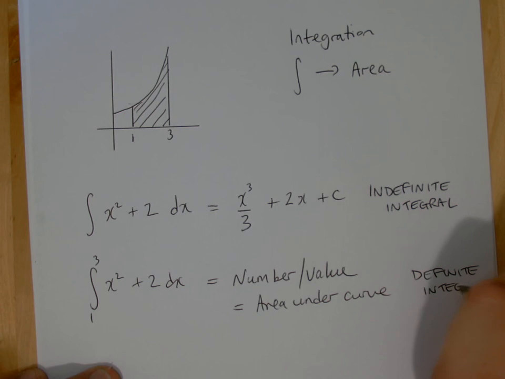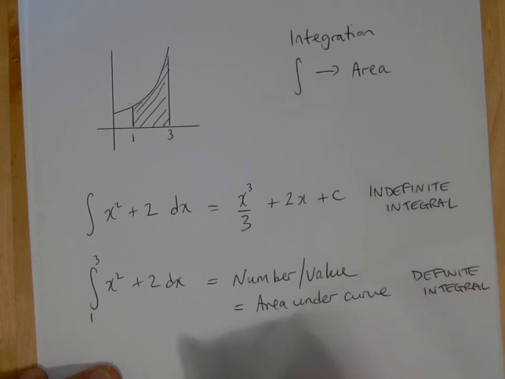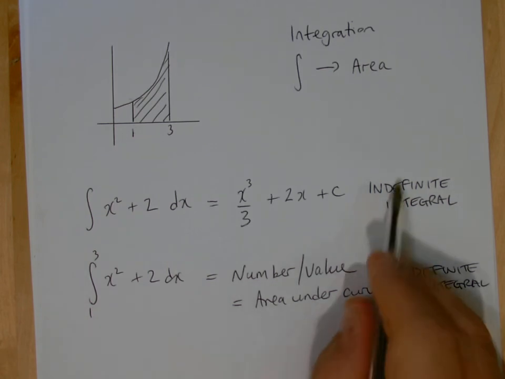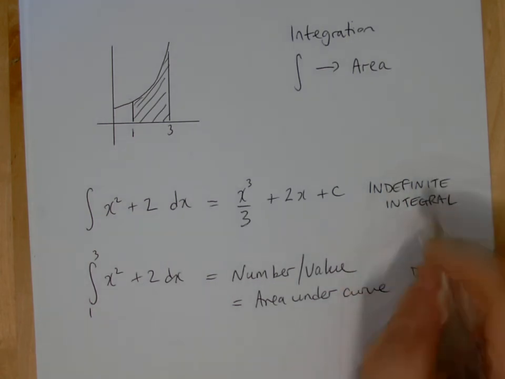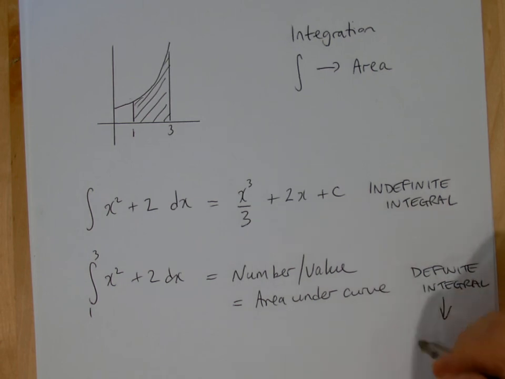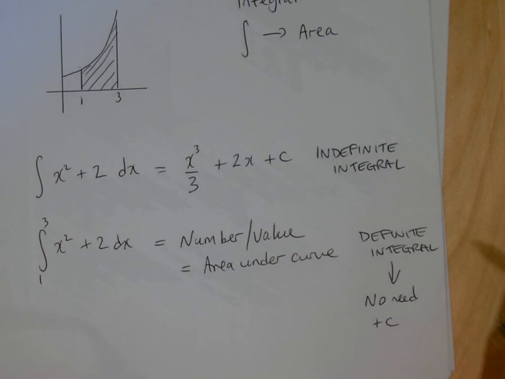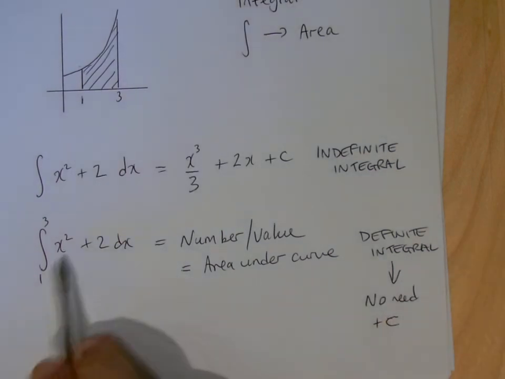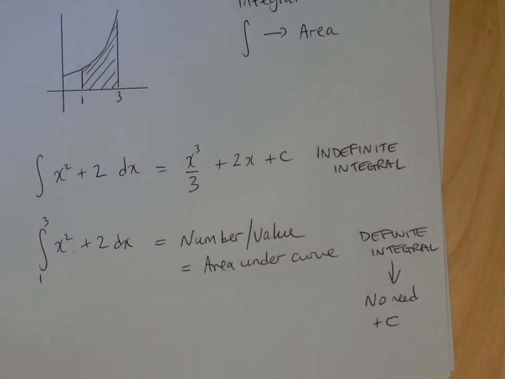The good thing is, when you're asked to work out the area, when there are limits being used, you do not need to write plus c. We need to write a plus c for an indefinite integral, but for a definite integral, there's no need for plus c at the end. There are quite simple reasons for that, which I won't go into now. We'll see in the next video how we can actually go about working out the area.